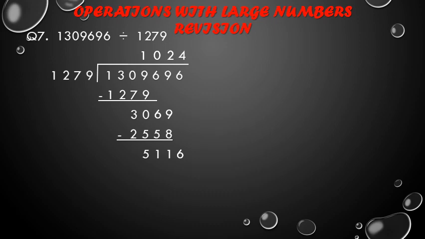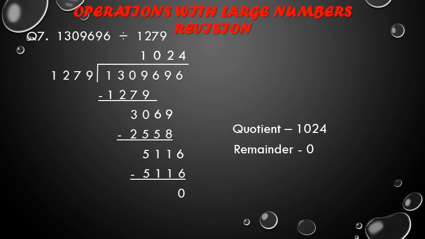So 1279 multiplied by 4 gives 5116. And children, when we subtract 5116 from 5116, we get 0. So children, our quotient is 1024 and remainder is 0. And this is our answer.